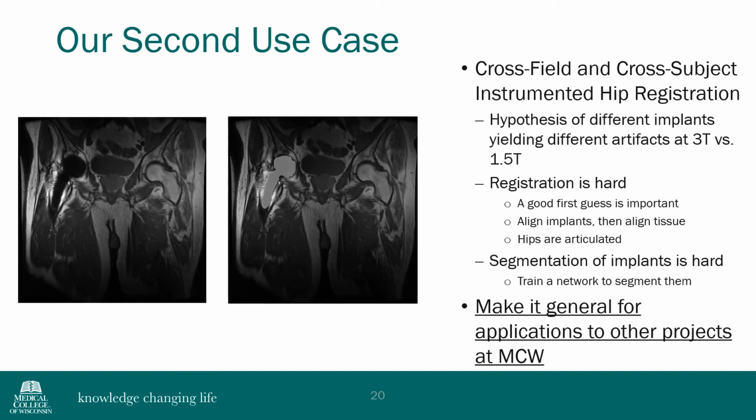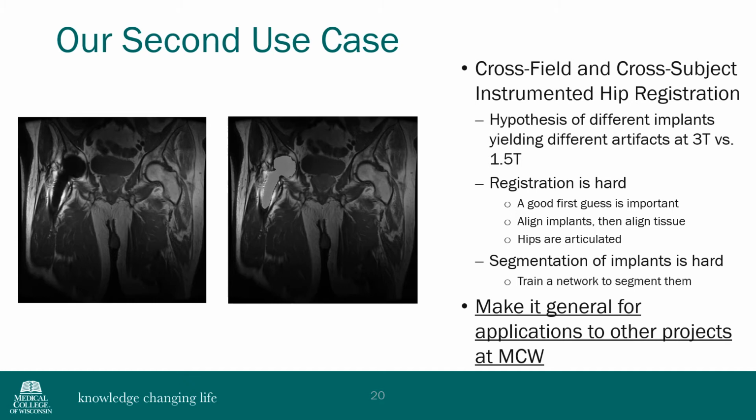So the hypothesis for the science was that different implants of different compositions yield different artifacts at 3T versus 1.5T, and that some hip implants might make sense to image at 3T and some certainly do not. But to do this, we needed to register those hips in patients that were imaged at 3T and 1.5T, and across the various patients that were imaged at both field strengths, to get comparative maps of those artifacts that come off of the implants.